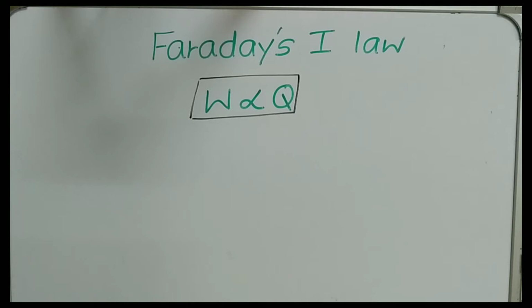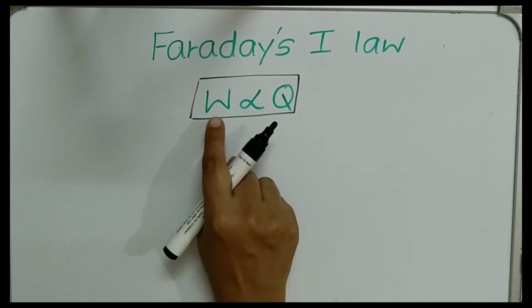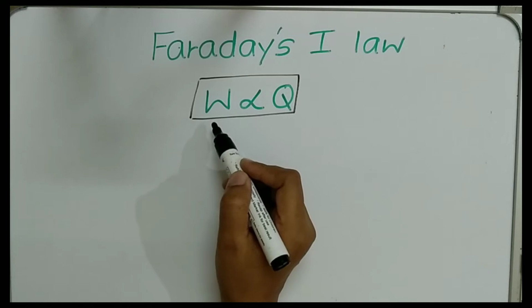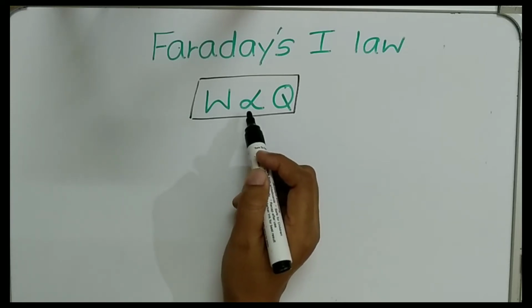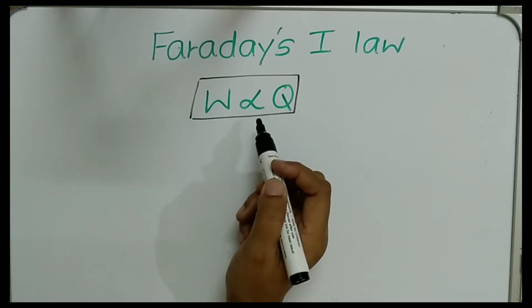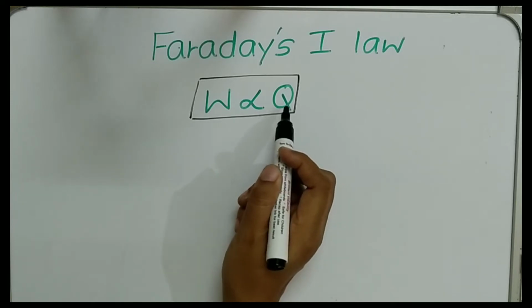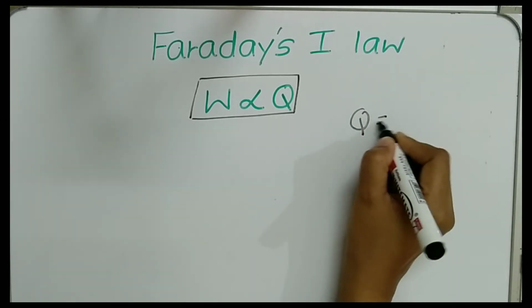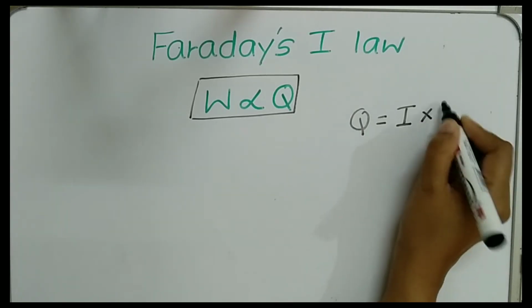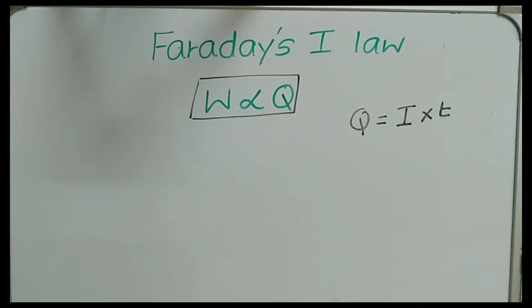Writing it as a statement, you can write: W means the weight or the mass. So the mass of a substance deposited at any electrode is directly proportional to the charge which is passed. Correct. Now we know that Q is equal to I into T. The charge passed is equal to I into T. What is I? I is the current, T is the time.